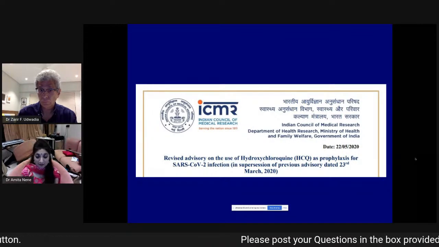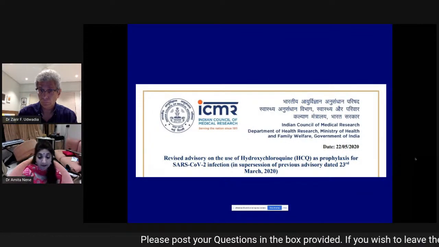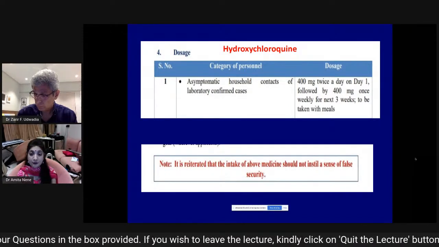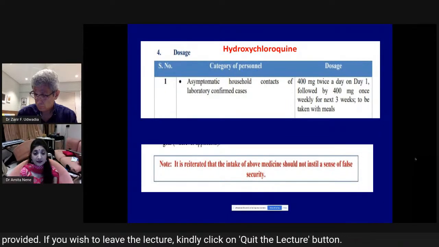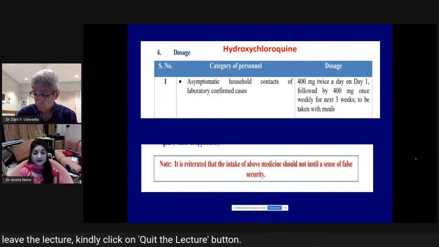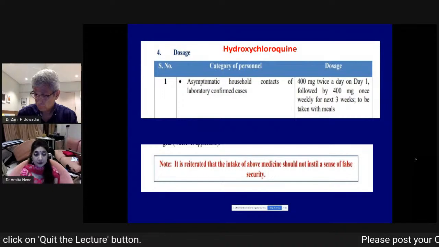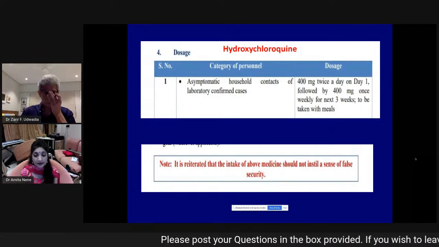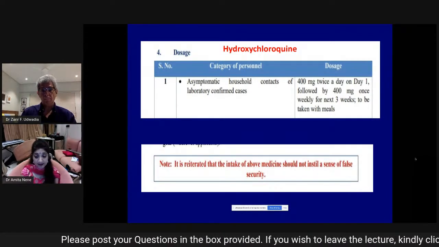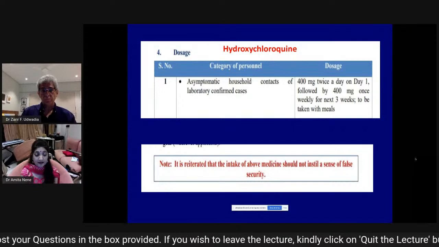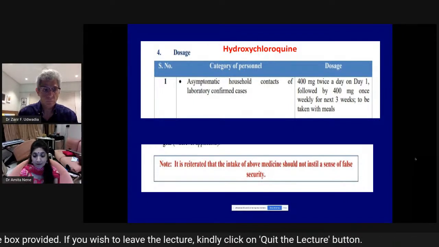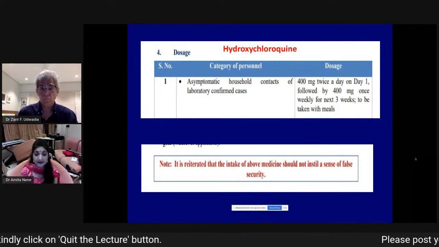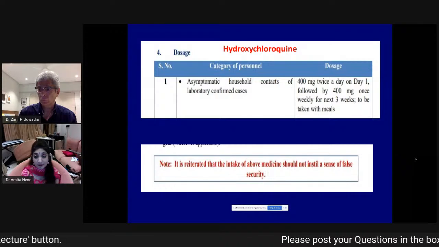So ICMR in May gave out a recommendation for prophylaxis, that for the health people who are looking after COVID positive patients, and asymptomatic household contacts, the people looking after the patient could take hydroxychloroquine 400 milligram BD on day 1, followed by 400 milligram once a week for the next 3 weeks. Of course, they have very clearly mentioned that by taking these drugs, we are not really sure if this is going to help us, and this should not instill a false sense of security, and taking personal precautions is very, very important.